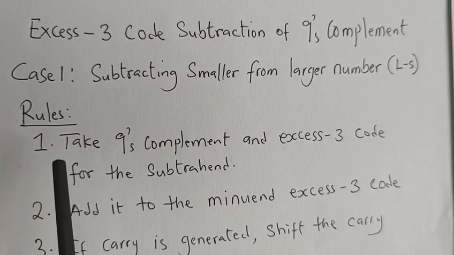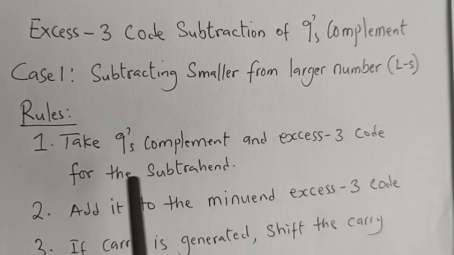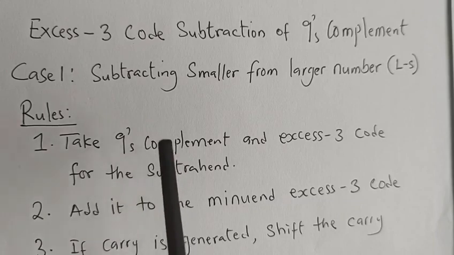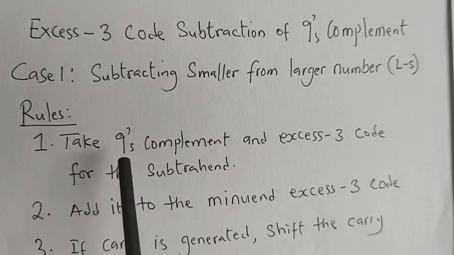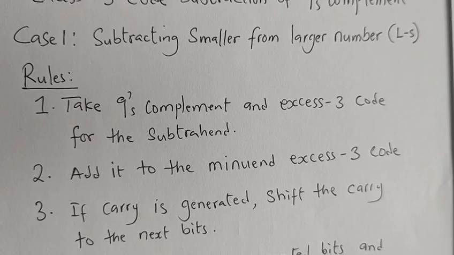Rule number 1, take 9's complement and excess 3 code for the subtract n. So it means we're going to take the 9's complement and also the excess 3 code. Rule number 2, add it to the -n excess 3 code. So it means we're going to take the excess 3 code for the -n.